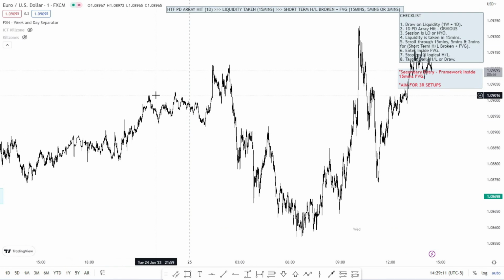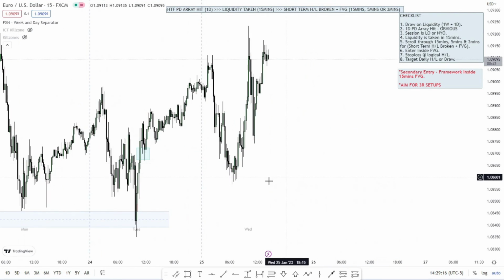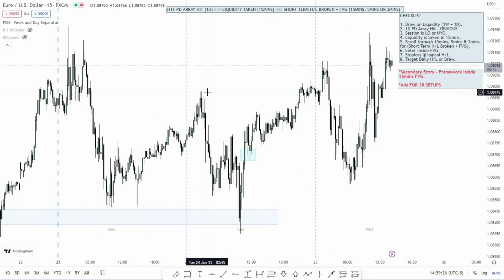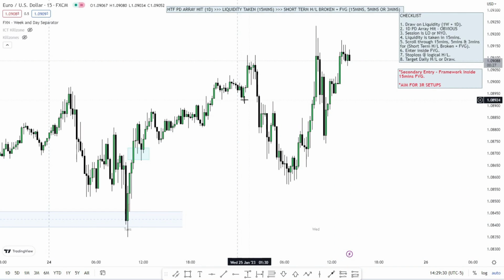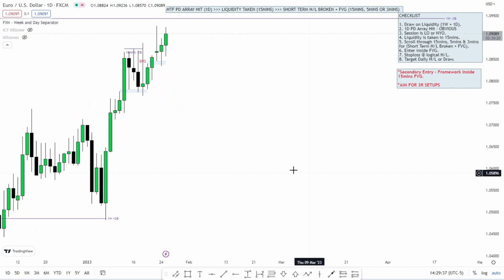So I can show you maybe a final setup that occurred today that I took. I think I'm happy about this one. So let me show you. Initially I had taken an entry here which was very premium after I took out these highs, which was not very ideal. There's no high time frame PDRA here. So I needed to watch for that daily order block. Let me show you the order block.